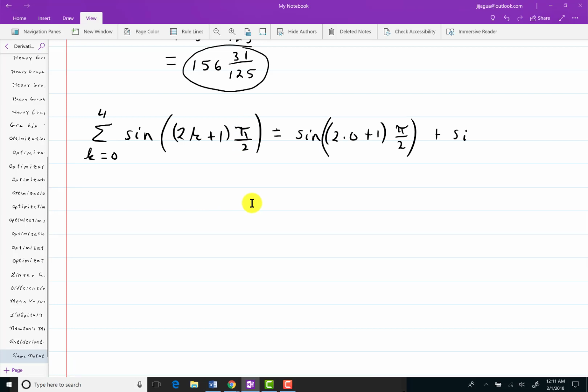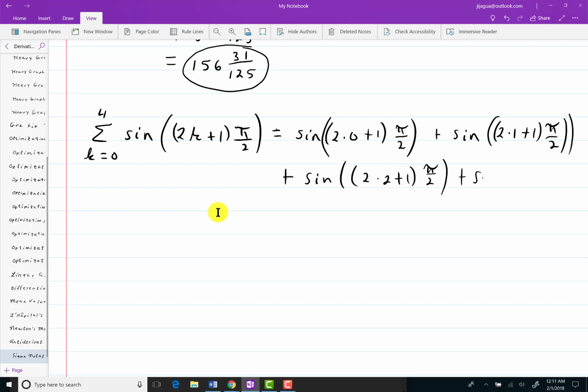plus sine of, and then K is going to go to 1, so 2 times 1 plus 1 times pi over 2 plus sine, now increment K equals 2, 2 times 2 plus 1 times pi over 2 plus sine, now increment K to 3, and then finally the last one is when K equals 4.